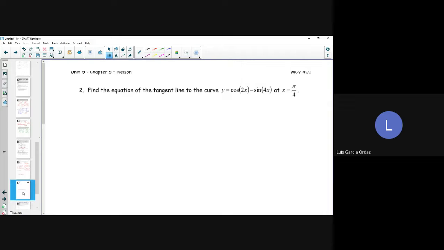So again, my y prime is going to be the derivative of cos of x, which is negative sine, times 2x, times the derivative of whatever's inside my bracket. The derivative of 2x is 2, minus the derivative of sine, which is cos of 4x, multiplied by 4. Which means I get negative 2 sine of 2x minus 4 cos of 4x. So now I need to figure out my tangent, the slope of my tangent when x is equal to pi over 4.